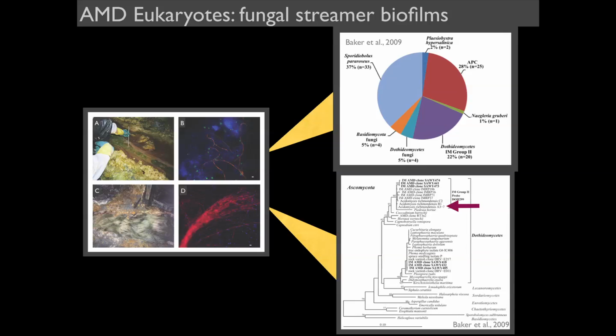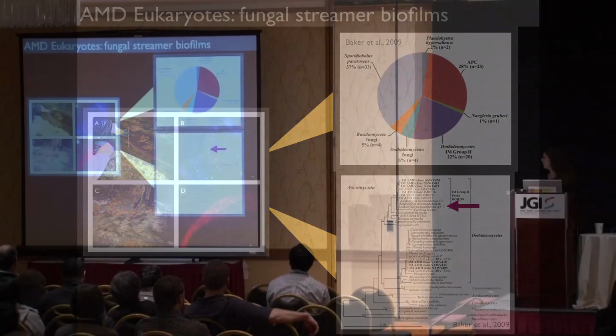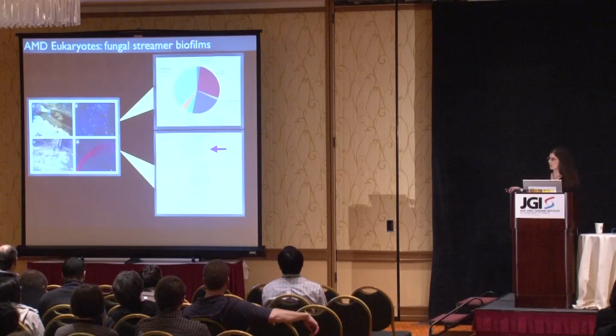In the classic floating biofilms that have been really well studied, the pie chart at the top here is showing that there's some diversity of eukaryotes belonging to both the protists and fungi. In these fungal streamer biofilms on the bottom, this phylogenetic tree shows a purple arrow pointing to Acidomyces richmondensis, and it turns out this is the only eukaryotic species that we see in these fungal streamer biofilms. Acidomyces richmondensis belongs to the Dothideomycetes in the Ascomycota phylum of fungi.